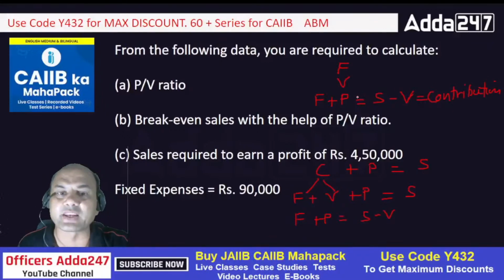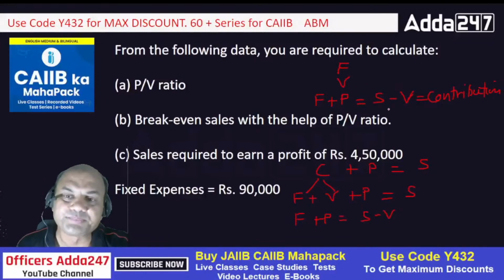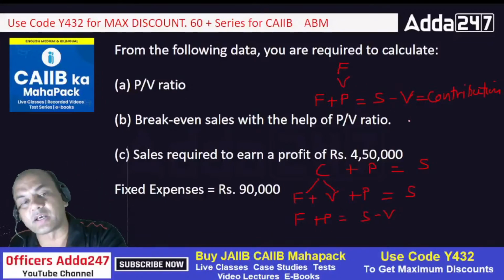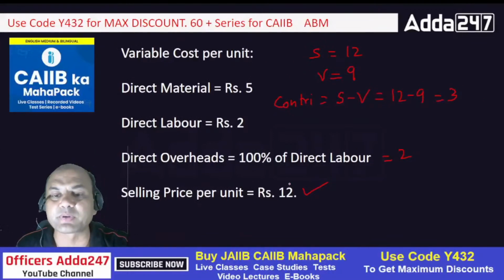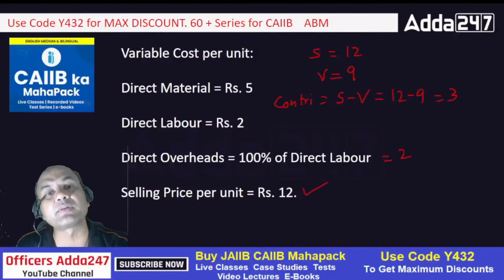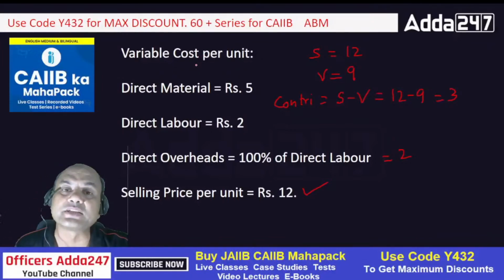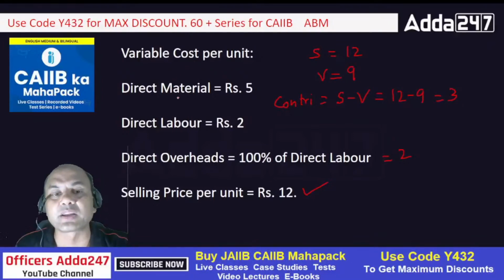What is S? S is the selling price. What is given? Selling price per unit is given as 12. What is V? Variable cost. Variable cost includes any cost which keeps on changing. Direct material keeps on changing. If I do higher production, I'll get higher cost. If I do lower production, I'll get lower cost.